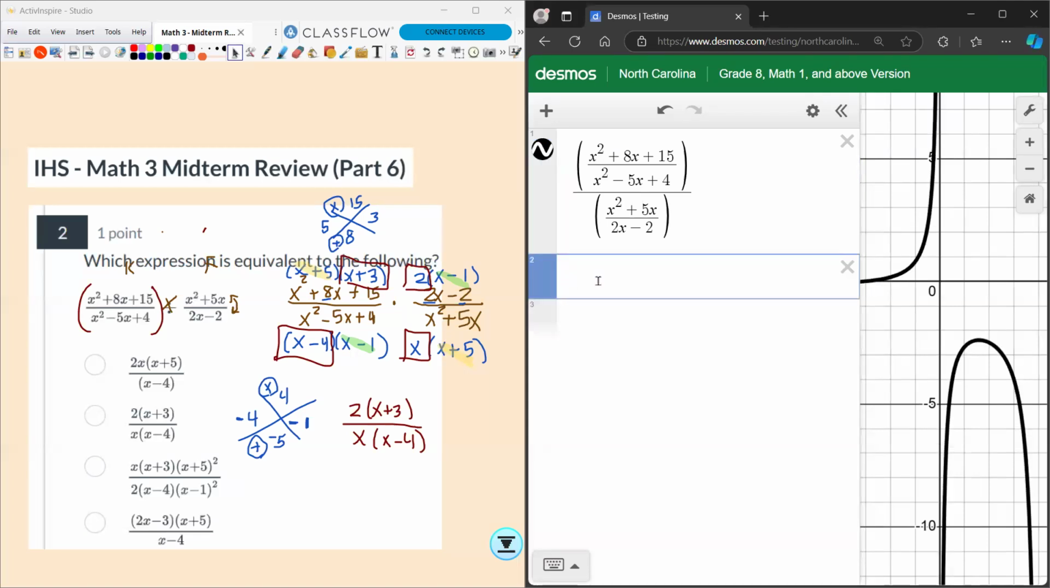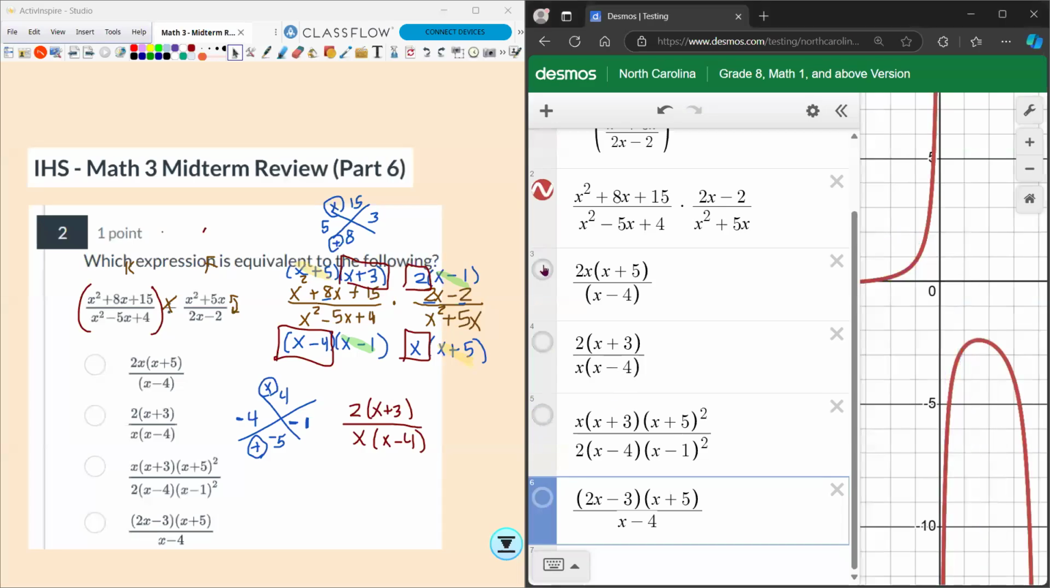So watch. If I do this times that, then I can do originally my first fraction, so x squared plus 8x plus 15 over x squared minus 5x plus 4. And then over here, if I do the flipping, I'll have the 2x minus 2 on top and x squared plus 5x. So if you're having difficulty typing in the division, do a keep, change, flip first and do it as a multiplication if you're going to check your graphs. And then you can key in all your answer choices.